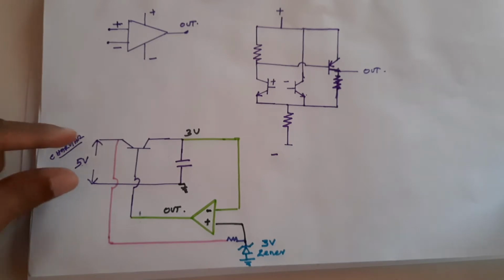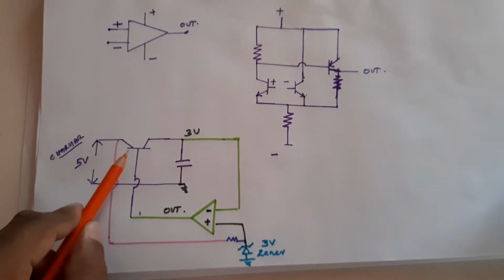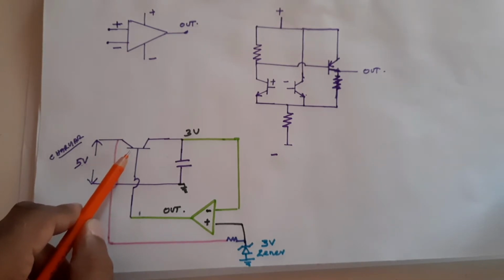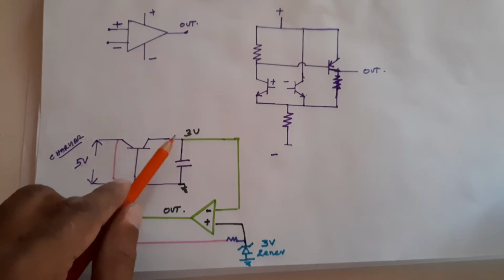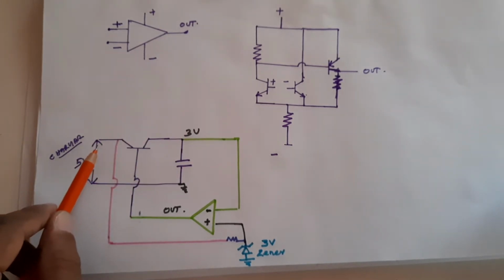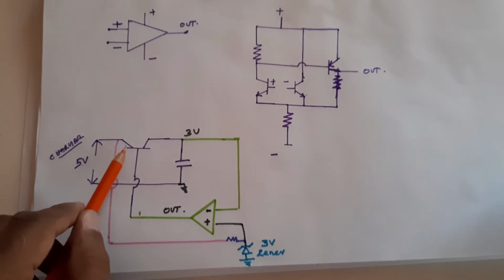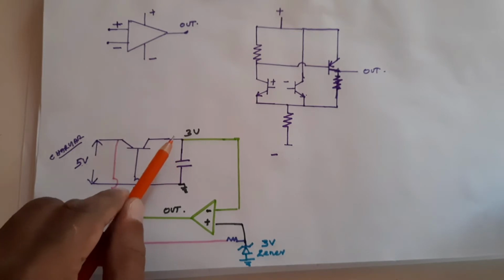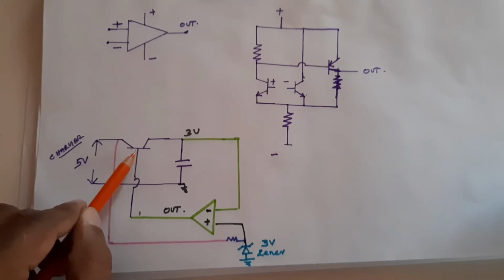We connect a charger to this circuit. It is a MOSFET or a transistor. What we want in the capacitor is 3 volts, and the input is 5 volts. What we do is, when the output reaches 3 volts, the operational amplifier has to turn off this transistor.